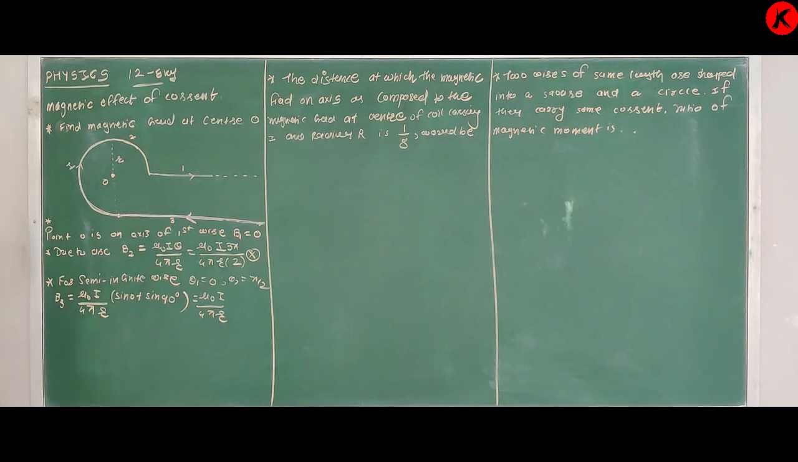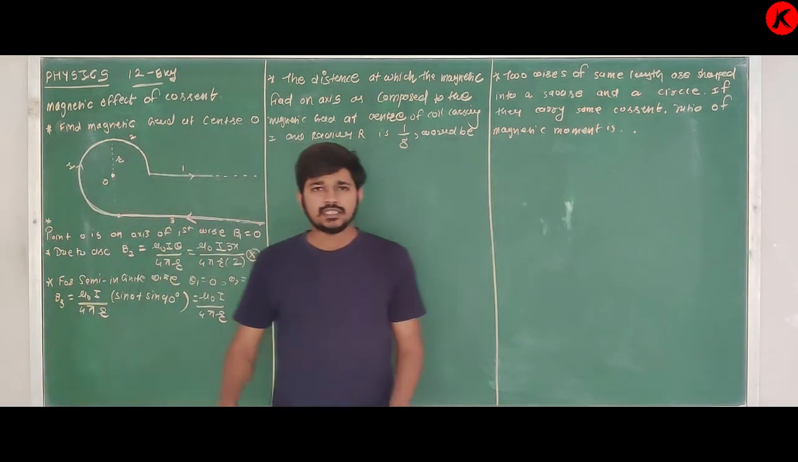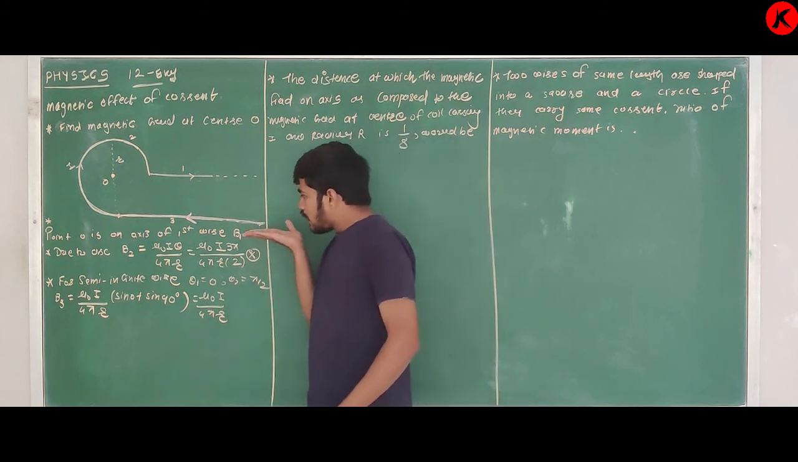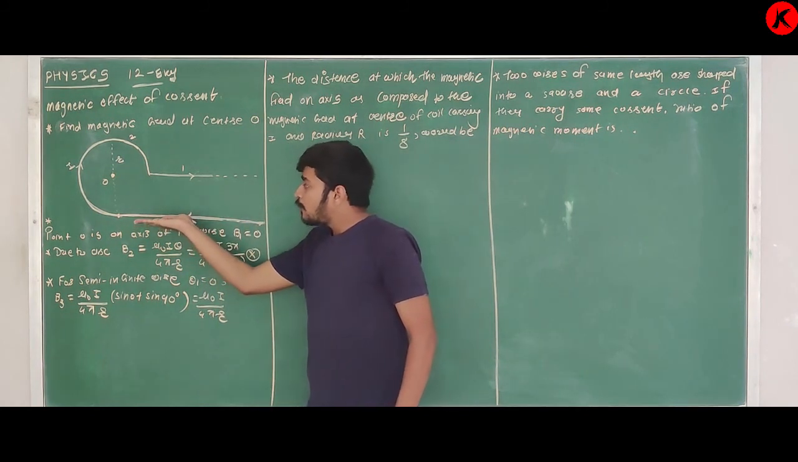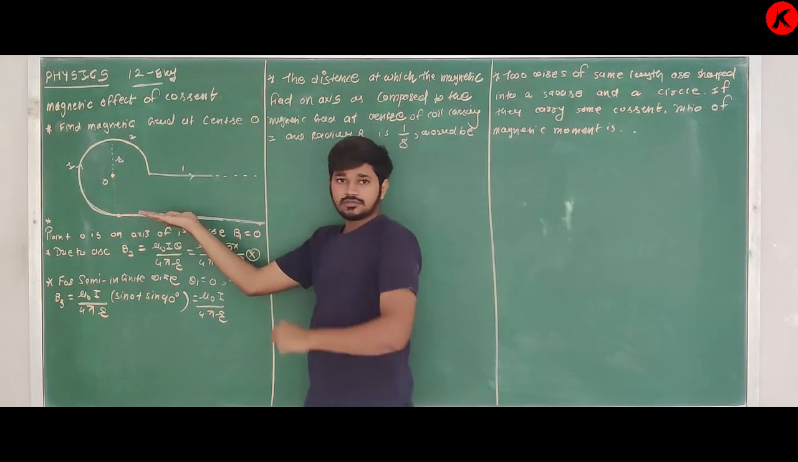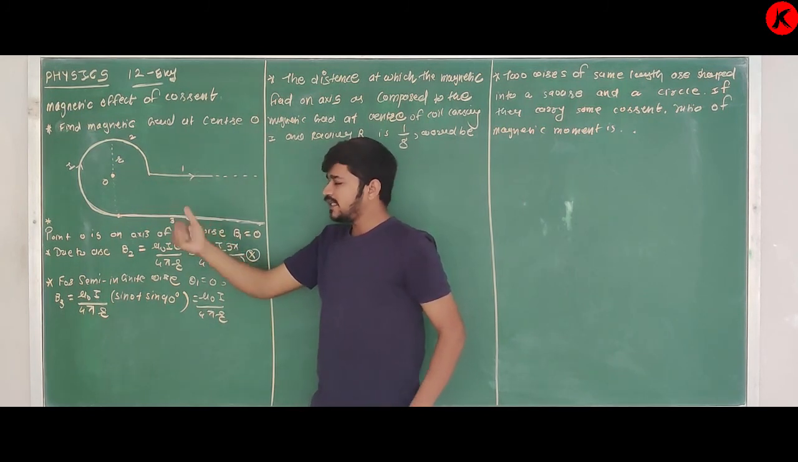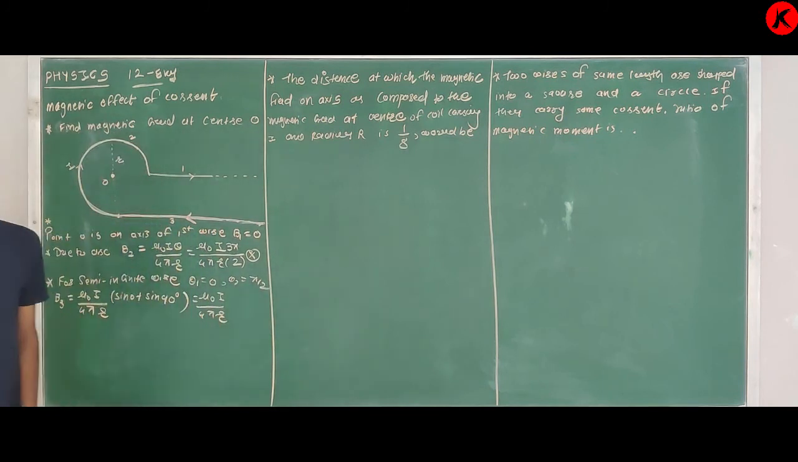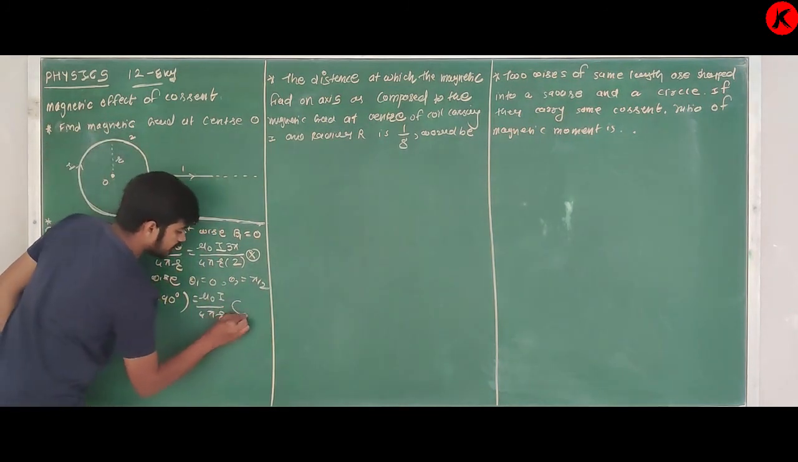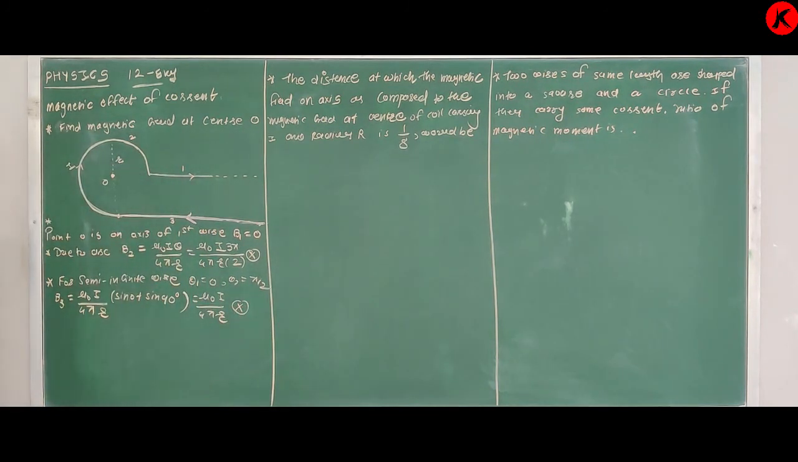What is the direction? Here it is easy. Current is going in this direction, and point O is in the upward direction. So wrap the fingers towards the upward direction. The thumb is going inside, and inside means cross. So B1 is 0, and B2 and B3 are in the same direction.